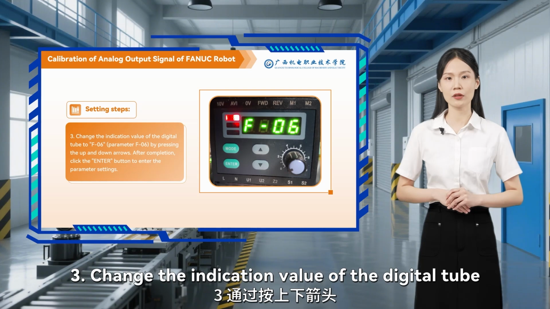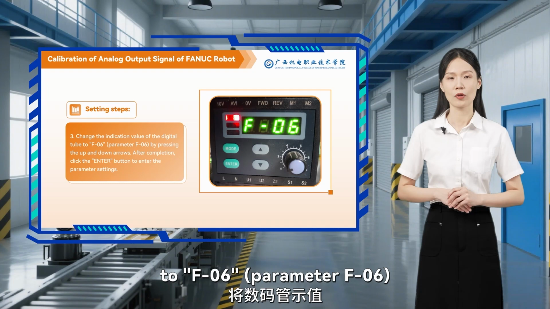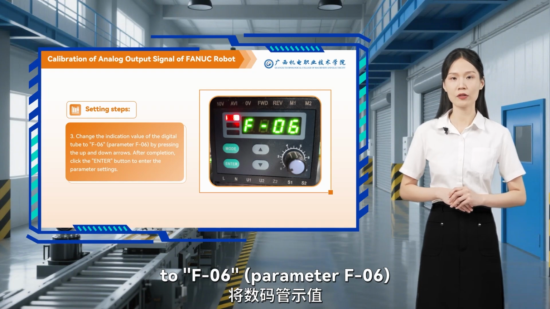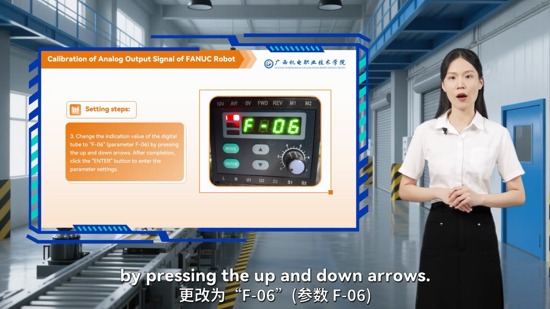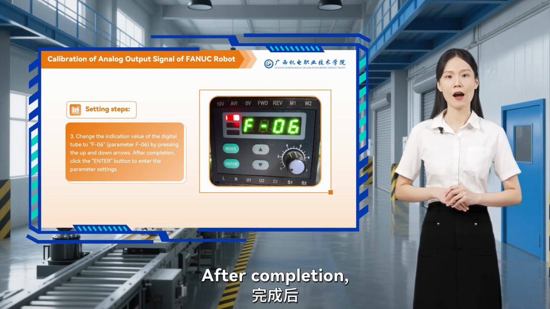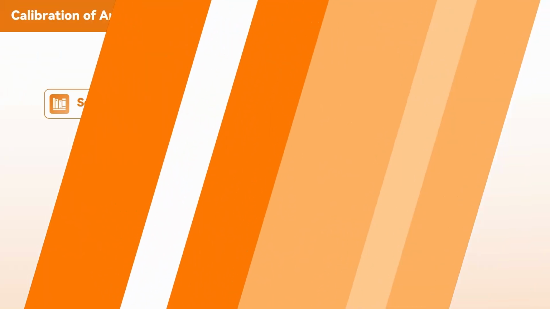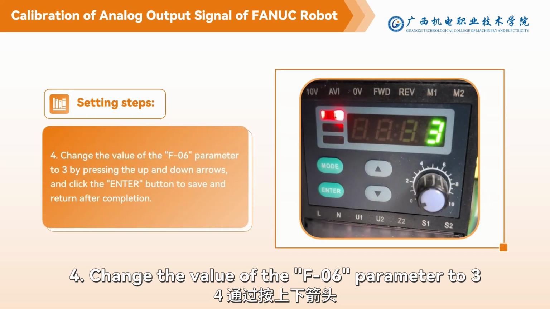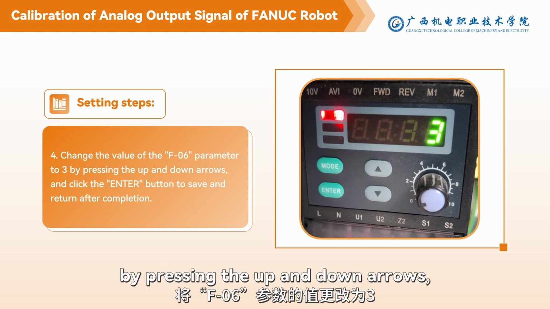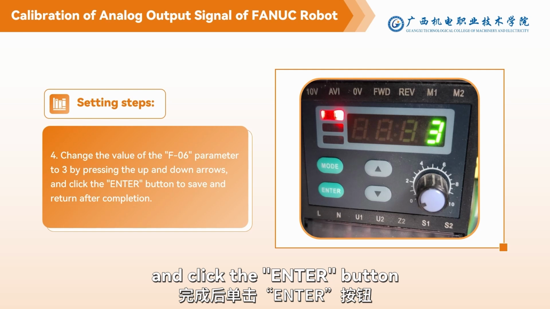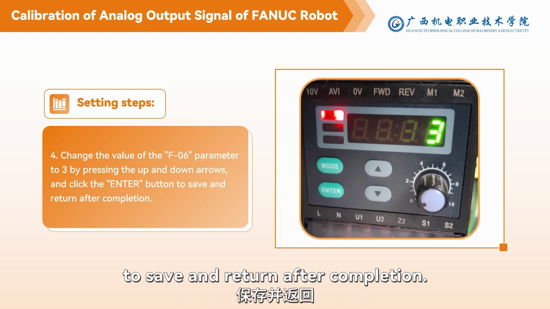3. Change the indication value of the digital tube to parameter F06 by pressing the up and down arrows. After completion, click the Enter button to enter the parameter setting. 4. Change the value of the F06 parameter to 3 by pressing the up and down arrows, and click the Enter button to save and return after completion.